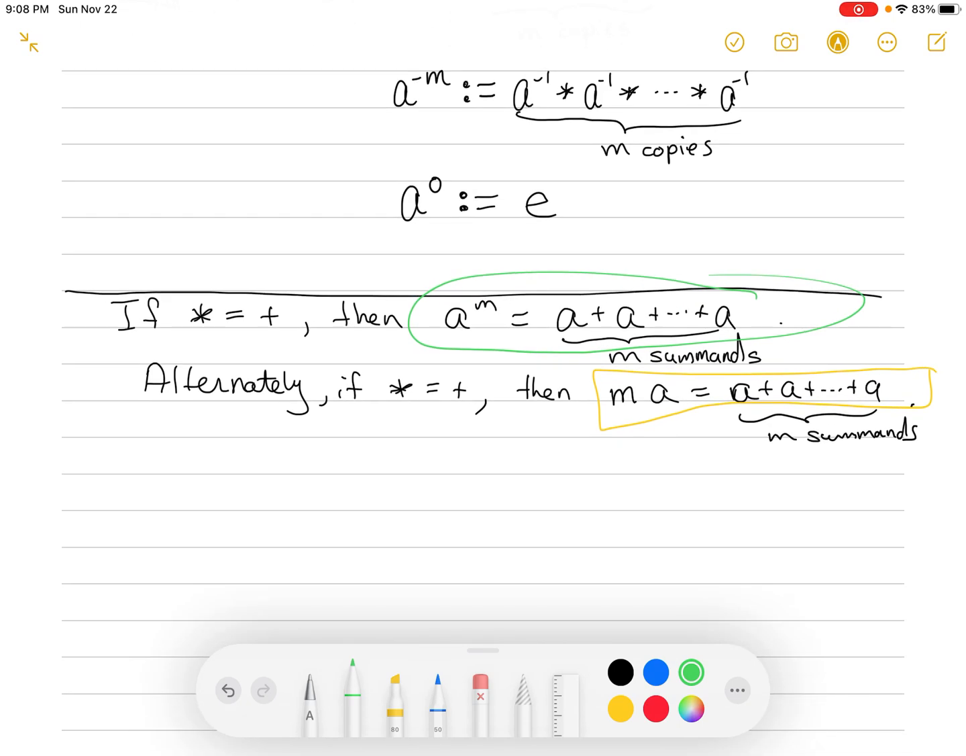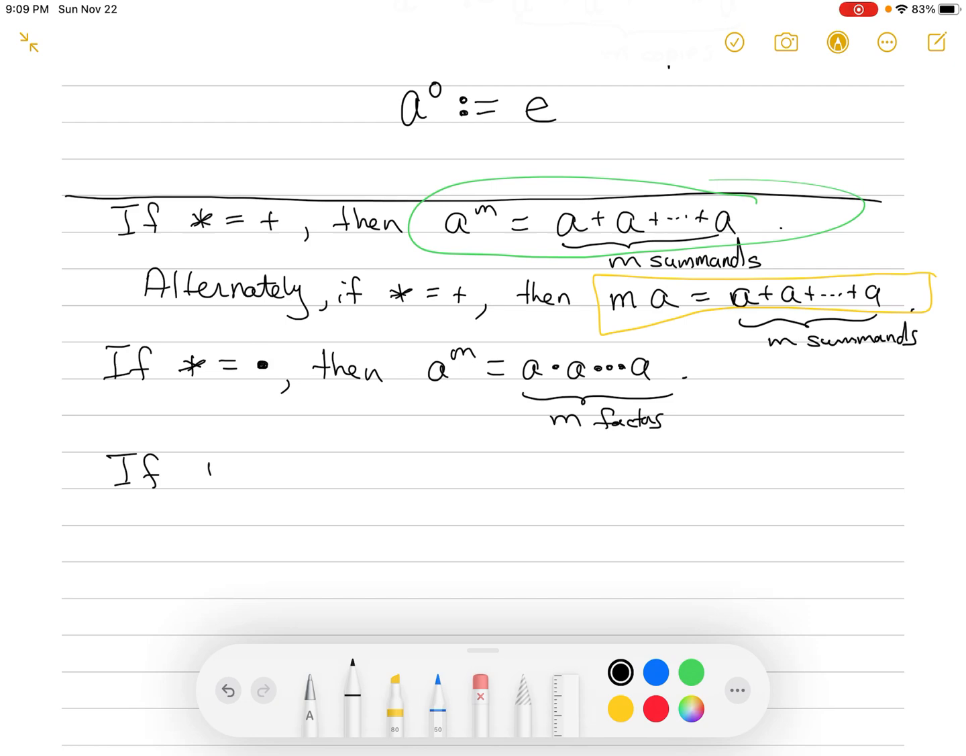Now, if your star operation is a form of multiplication, then there's no ambiguity about what a to the m means, right? It just means you're actually multiplying a together a bunch of times. So these would be m factors of a. So no ambiguity there.